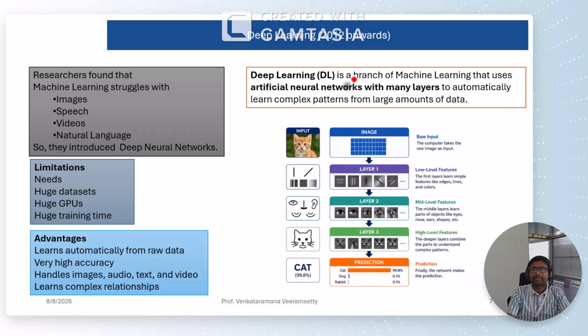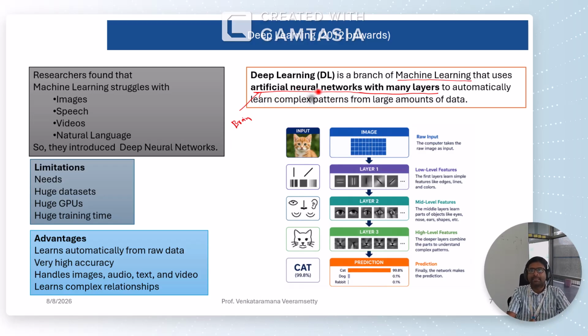Deep learning is a branch of machine learning that uses artificial neural networks with many layers. Actually, this artificial neural network was developed by taking inspiration from the human brain, based on the functioning and the architecture of the human brain.